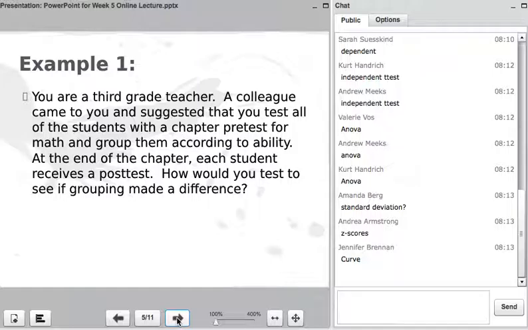So, looking through this, you're a third grade teacher. You want to pre-test them, group them according to ability, post-test them. How would you see if grouping made a difference? What would you use?